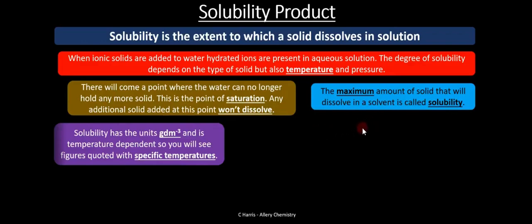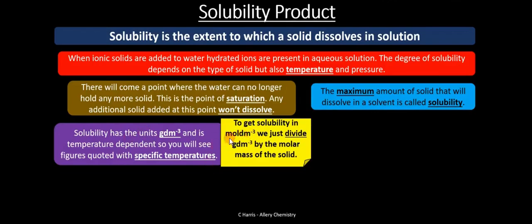The maximum amount of solid that will dissolve in a solvent is called solubility. Solubility has the units grams per cubic decimeter, and like we said before, it's temperature dependent, so you see figures quoted with specific temperatures. However, it's also possible to show your solubility in moles per cubic decimeter, whereby you simply divide the grams per cubic decimeter by your Mr for the specific solid.